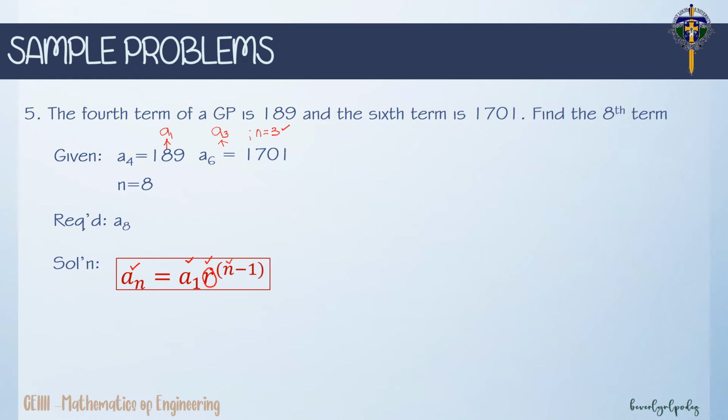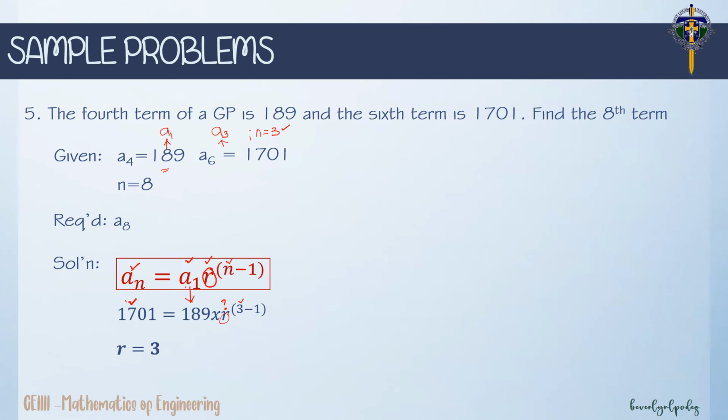So substituting, our third term is 1,701. Our first term is 189. And then the r, which is what we are trying to solve. And then n is 3 minus 1. So we only have one unknown. Therefore, we can solve for the value of r, and that is equal to 3. Alright? So the next step is we have to solve for the value of the first term.